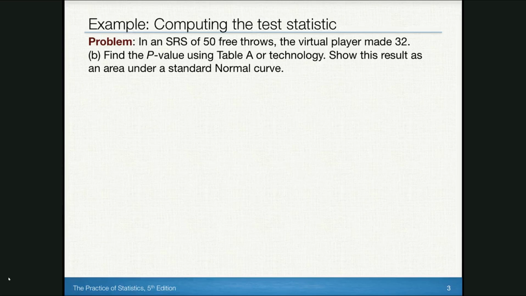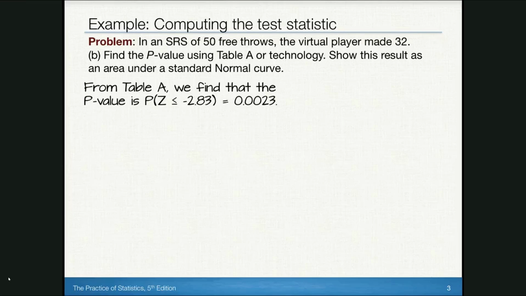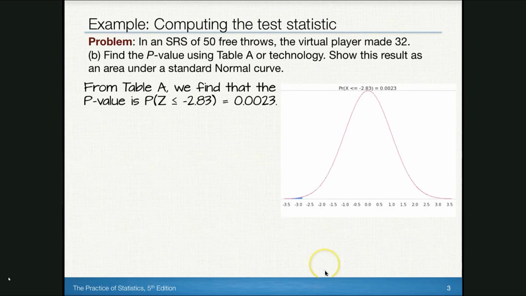Next, we want to find the p-value using table A or technology. Then we want to show this result as an area under a standard normal curve. Using table A, we can find that the p-value is the probability of z being less than or equal to negative 2.83, in this case 0.0023. On a normal curve, we would shade the area to the left of that z value. So we have a mean of 0 under the standard normal curve, a standard deviation of 1, and we can see that the z value of negative 2.83 falls pretty far to the left. Shading to the left, we have our area 0.0023, not very much area there, for a very low probability.